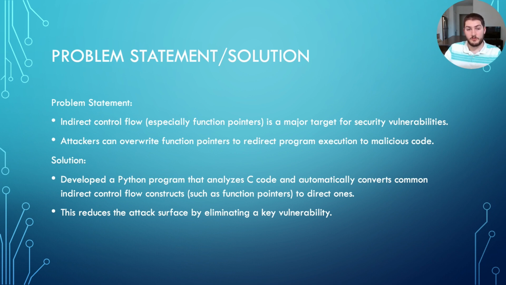It introduces vulnerability. If an attacker can successfully overwrite the value of the function pointer, they can change the memory address to then redirect to some other location that they get to define, potentially a malicious function. This is a severe security risk, as it allows the attacker to hijack the program's control flow and gain unauthorized control over its behavior. And our project's core objective is to provide a solution to that problem. We designed a Python program to automatically analyze C code and identify common indirect control flow constructs, and then convert them to direct control flow.